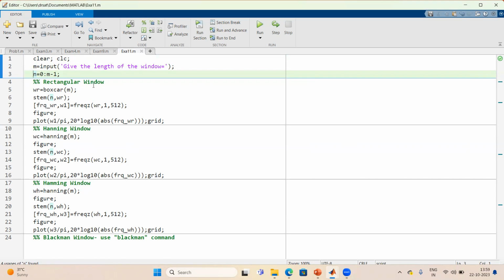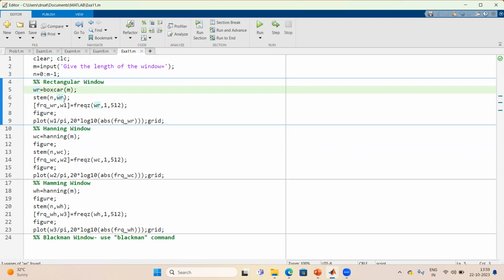in MATLAB we have the boxcar command. So we just have to write the boxcar command, and instead of writing any mathematical expressions, we can directly write boxcar. Here we have to give the size of the window. Because we have saved the size in the variable M, we substitute this M here, right? So if you give boxcar(M), it will generate the window, and that discrete sequence will be stored in the variable WR.